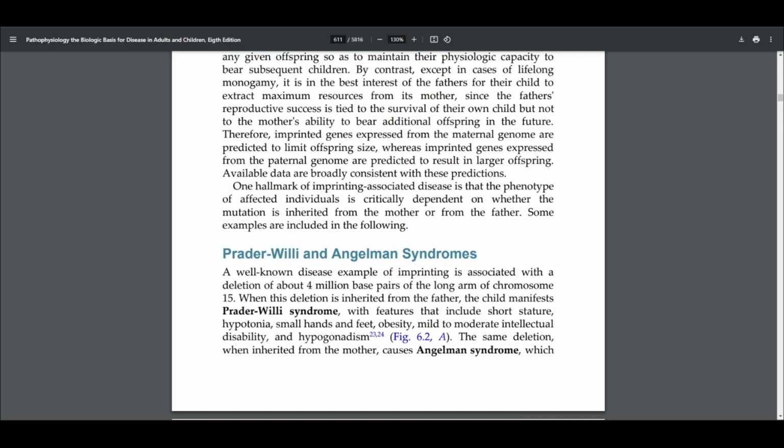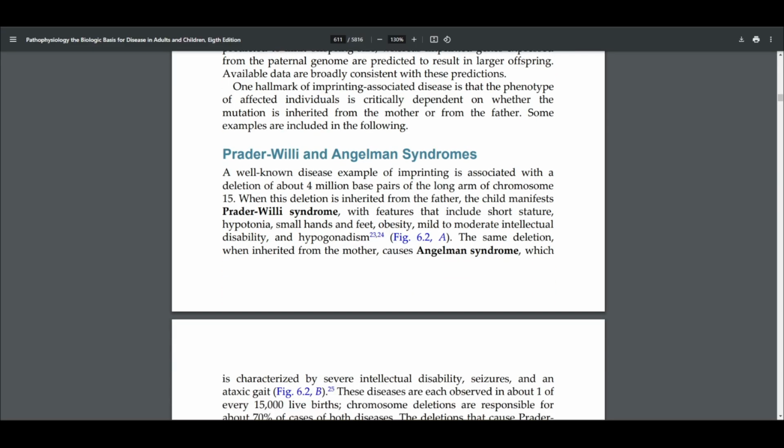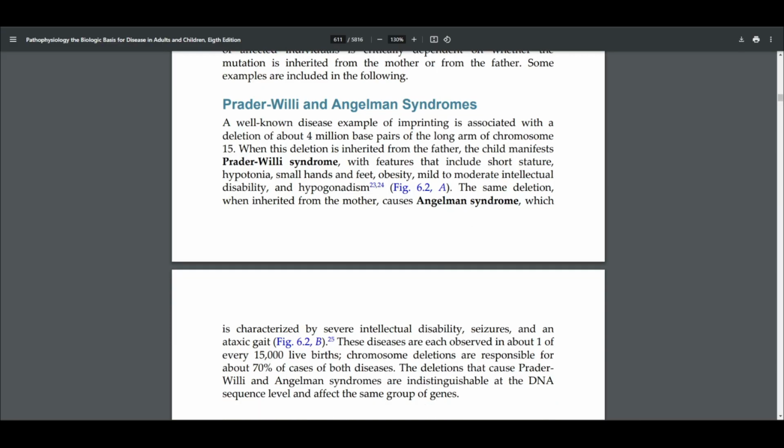Prader-Willi and Angelman syndromes. A well-known disease example of imprinting is associated with the deletion of about 4 million base pairs of the long arm of chromosome 15. When this deletion is inherited from the father, the child manifests Prader-Willi syndrome, with features that include short stature, hypotonia, small hands and feet, obesity, mild to moderate intellectual disability, and hypogonadism.